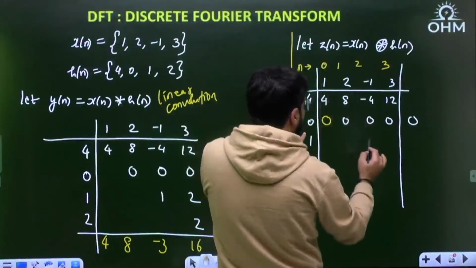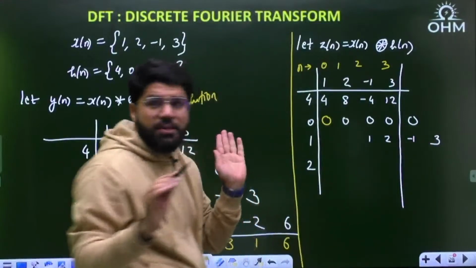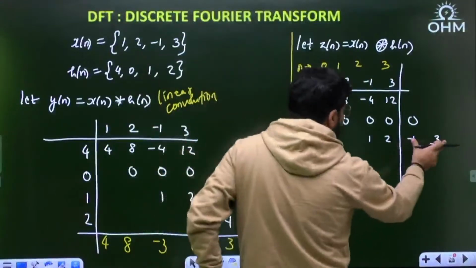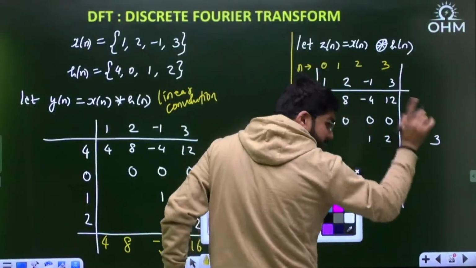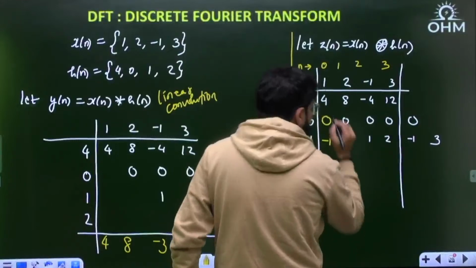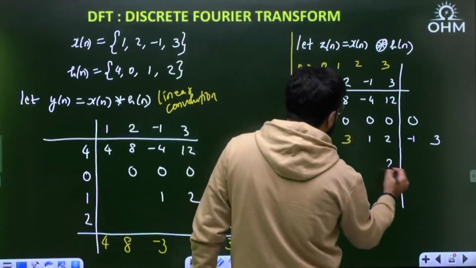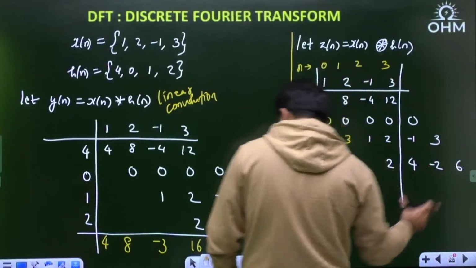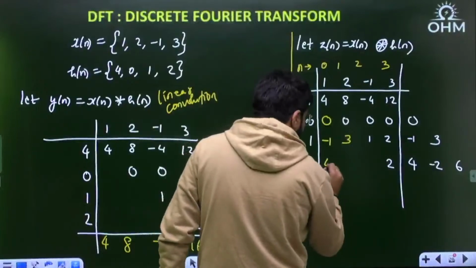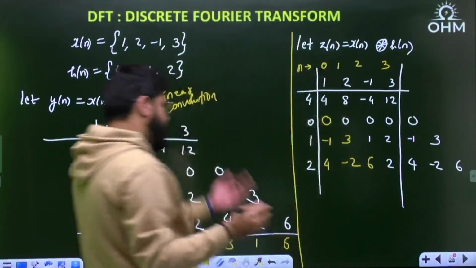Now see the next. Multiply by 1, so 1, 2, minus 1, 3. First do the regular multiplication, but whatever the right shifted signals are, you have to do the circular right shifting. That means in the same sequence, minus 1 and 3 will come up here. Last, multiply by 2: 2 into 1, 2 into 2, 2 into minus 1, and 2 into 3. These three samples which have gone out, 4, minus 2 and 6, will come up in the beginning.